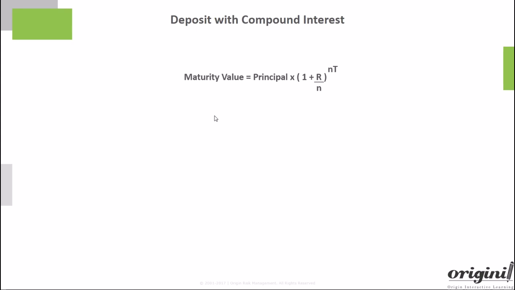Here, n is the number of interest period that gets compounded per year and t is the total tenor of the deposit. In our previous case, the principal P was 10,000, rate R was 8 upon 100 or 0.08, tenor T was 2 years. The value of N was 2 as we have 2 semi-annual interest payments per year. The formula gives us exactly the same number, 11,698.59, as what we had calculated in the previous exercise.